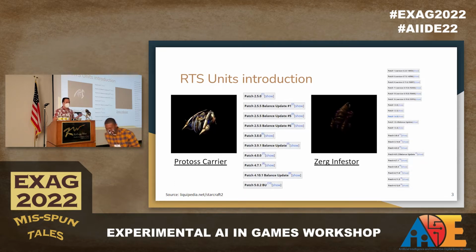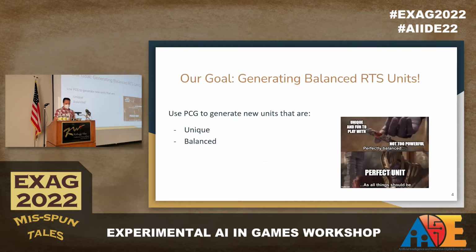So we decided that we wanted to see if we could use PCG to generate units in a game that could be balanced, rather than having the whole long multi-year process of trying to do it by hand. So our goal was to use PCG to generate units that were unique from the other units in the game, but remained balanced. And we looked at whether anything had been done before this, and there hadn't. So we decided to go and try to create a process ourselves.